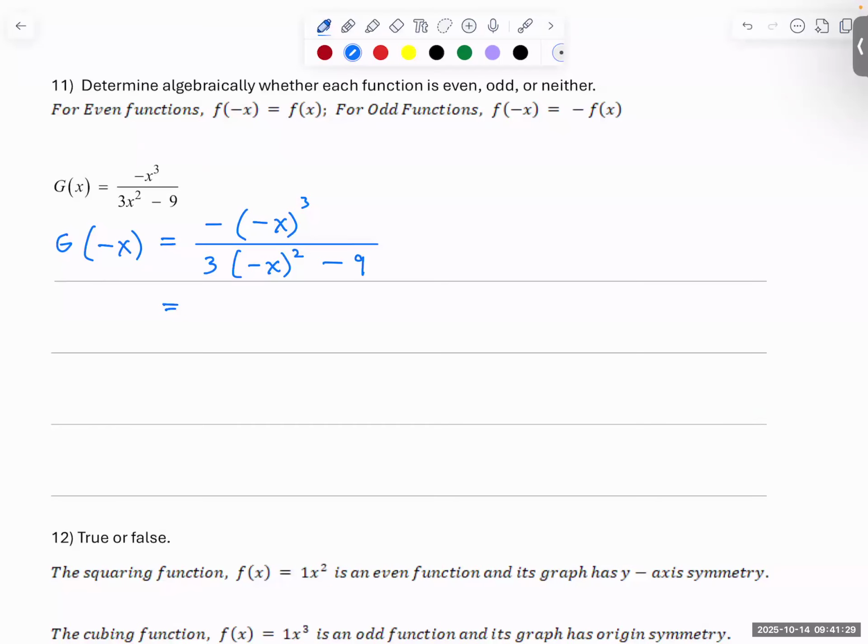So the numerator is the negative of negative x cubed. Then you have the negative of a negative, which is going to become x cubed. The denominator is 3 times x squared minus 9. So this equals x cubed divided by 3x squared minus 9.